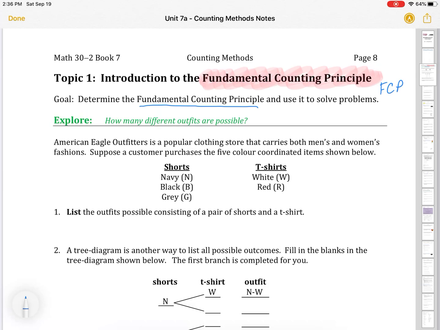3 pairs of shorts, navy, black, and gray, and 2 t-shirts, white and red. List the possible outfits consisting of a pair of shorts and a t-shirt. So we'll start with navy. We have navy shorts with a white shirt, then navy shorts with a red shirt. Then we'll have black shorts with a white shirt and black shorts with a red shirt. And then we'll have gray shorts with a white shirt and gray shorts with a red shirt. So those are all the different outfits. Now we can tell how many by counting 1, 2, 3, 4, 5, 6. So there'd be 6 outfits.